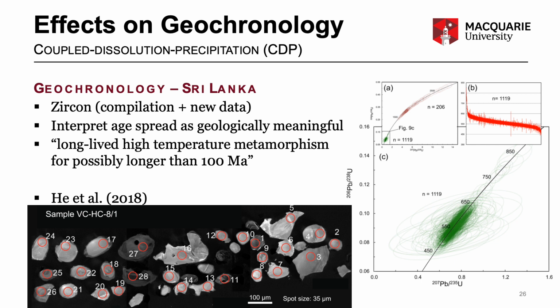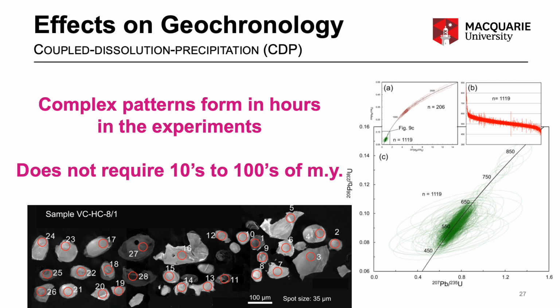In Sri Lanka, this team compiled more than 1,000 zircon ages from this area. Again, they interpreted the age spread over 100 million years to be geologically meaningful, indicating that there was possibly a long-lived high-temperature metamorphic event. Our point is that these complex patterns can form in hours in the experiments. And so is it true that these age patterns in natural rocks really require tens or hundreds of millions of years to develop?